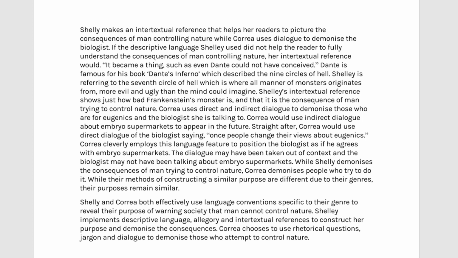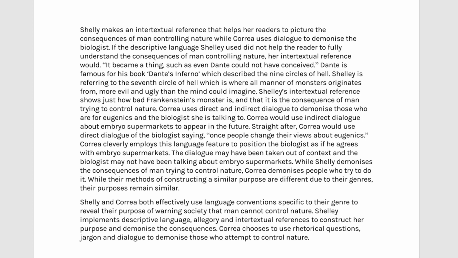Correa uses direct and indirect dialogue to demonize those who are for eugenics and the biologist she is talking to. Correa would use indirect dialogue about embryo supermarkets to appear in the future. Straight after, Correa would use direct dialogue of the biologist saying, "Once people change their views about eugenics." Correa cleverly employs this language feature to position the biologist as if he agrees with embryo supermarkets. The dialogue may have been taken out of context, and the biologist may not have been talking about embryo supermarkets.